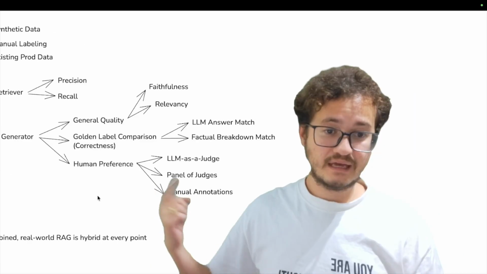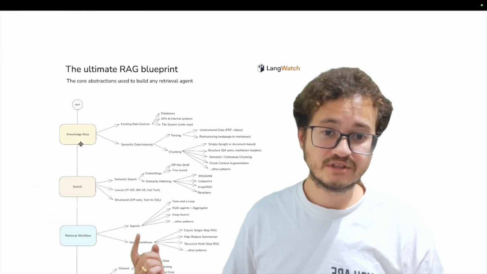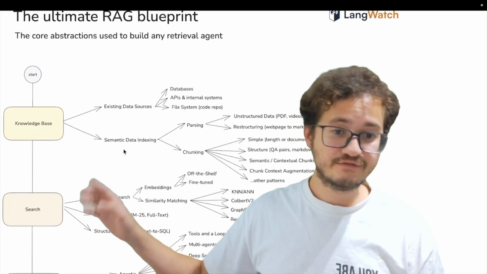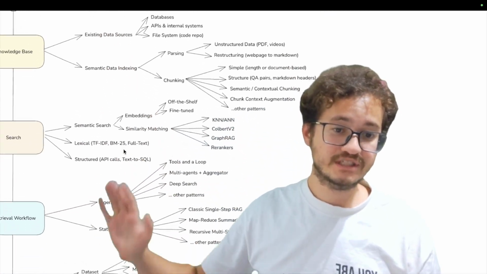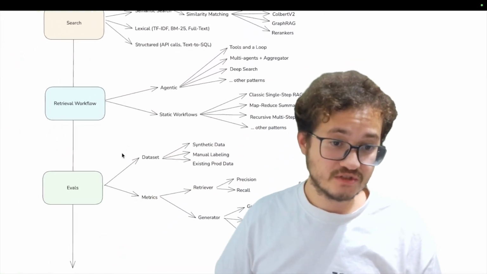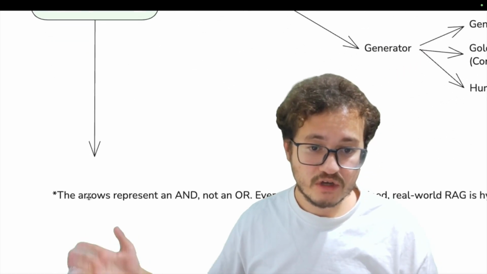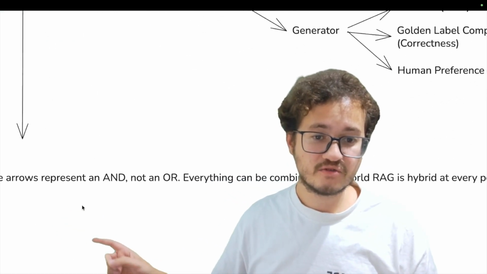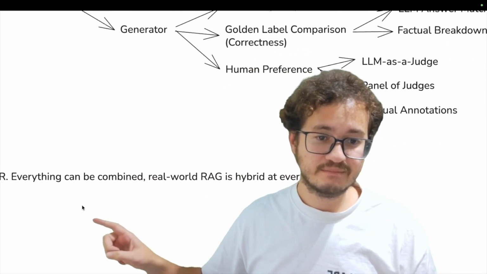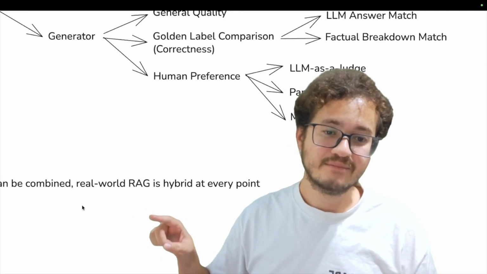Having these evaluations allows you to refactor the other parts of your RAG, choose different storing mechanisms, retrieval or agentic flows, knowing that your solution is always improving. That's why we also have a footnote here saying the arrows represent "and", not "or". Everything can be combined, as real-world RAG is hybrid at every point.